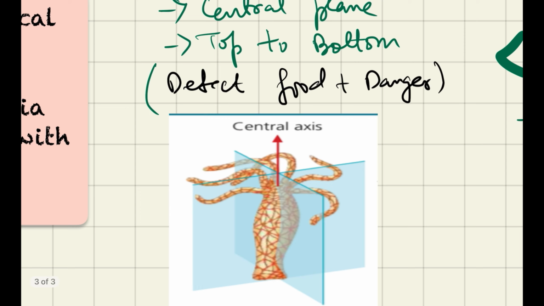See, this is the central plane. These are two central planes which are passing from the center of the body, but from top to bottom. If these conditions are fulfilled, that a central plane cutting from top to bottom can easily cut an organism into different enteromeres which are similar, then the symmetry is radial.